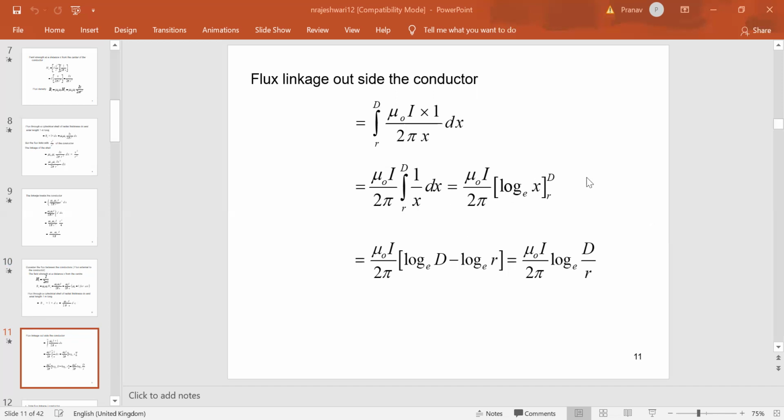So here, by substituting these two limits, mu naught into I by 2 pi log of capital D minus log of small r, which is equal to mu naught I by 2 pi log of capital D by small r, because log D minus log r will be log of D by r by the formula.